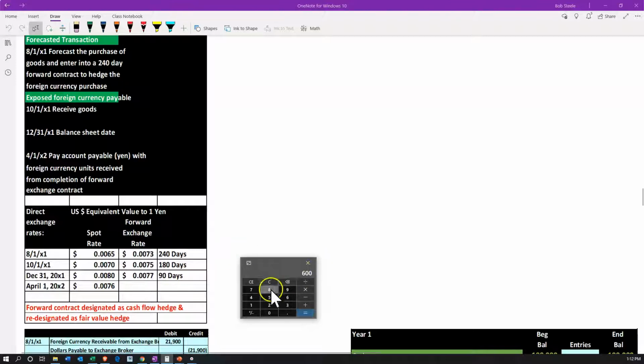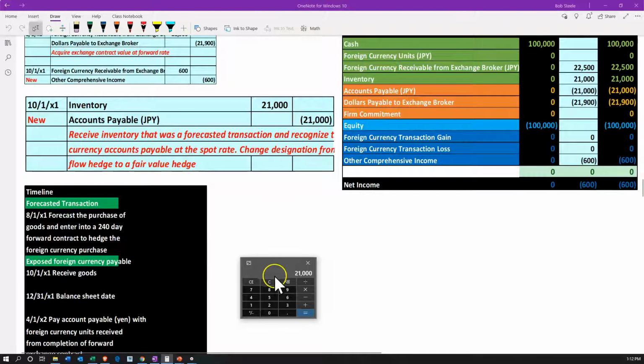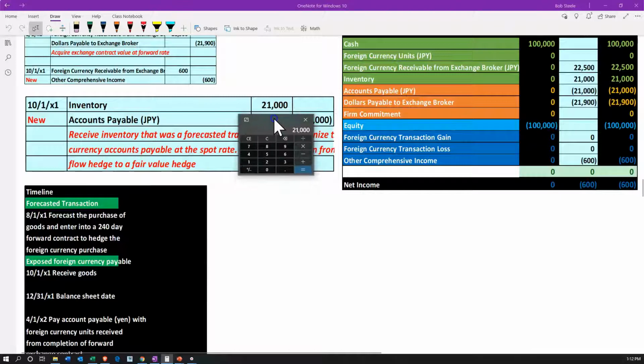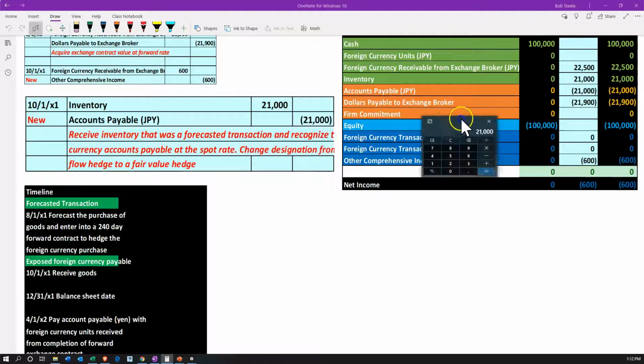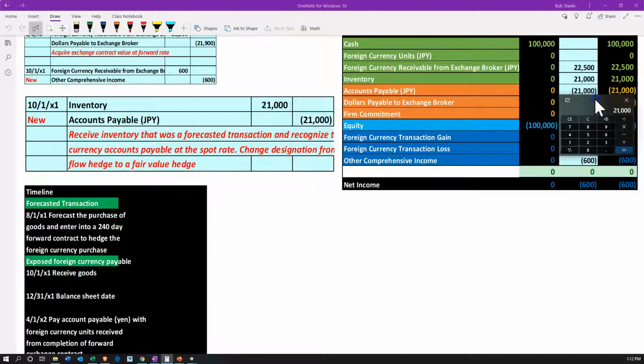So we're going to take the 3 million times the spot rate, the current exchange rate, 0.007. That's going to be the 21,000. So we're putting the inventory on the books at that 21,000. We're crediting the payable for that 21,000. If we record that, there's the inventory at the 21.